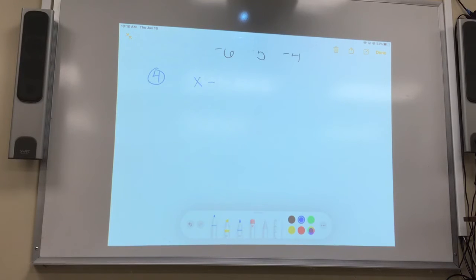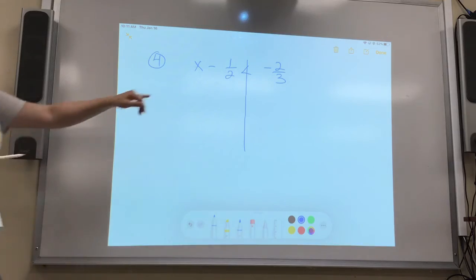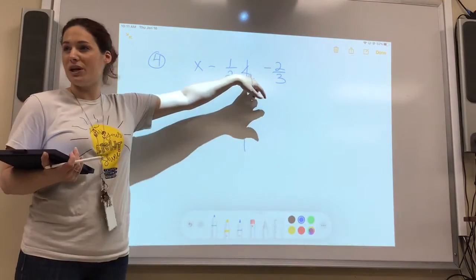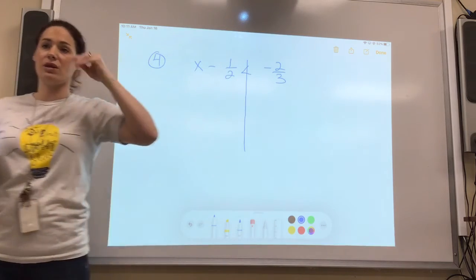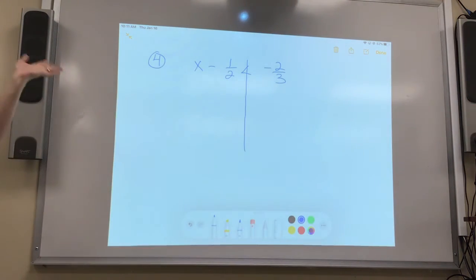Where was it? X minus a half less than -2/3? Okay. This inequality is different from our other ones because now it's just a less than. There's no equal to here, which is gonna change our graph, our number line at the end, but I'll show you that later. Solving is normal.